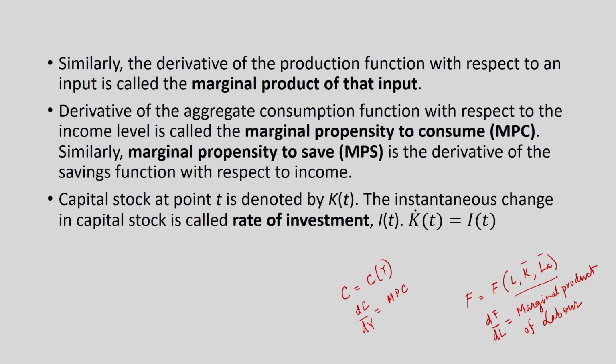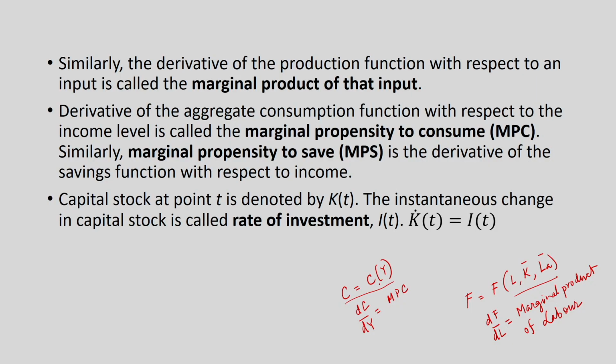Similarly, marginal propensity to save is the derivative of the savings function with respect to income. So, just as consumption of people depends on their income, that is why you have C is equal to C of y. Savings also depend on the income level of people. The more rich people are, the more they save, right. So, you have S, which is the savings, is equal to S of y, and so you can now talk about the derivative.